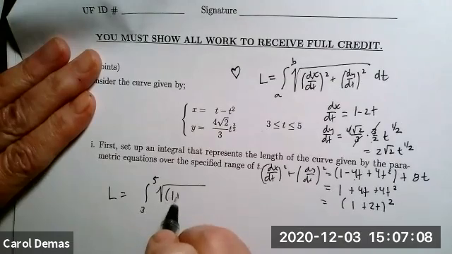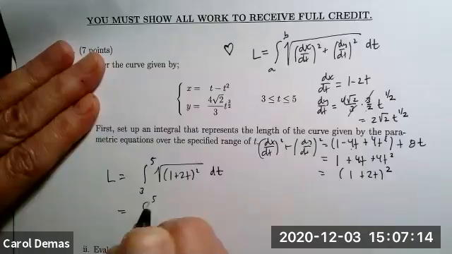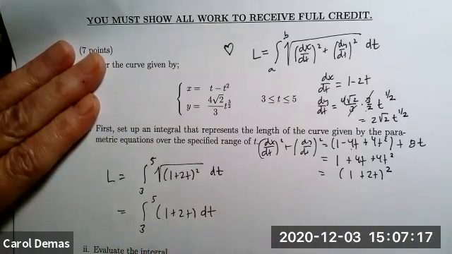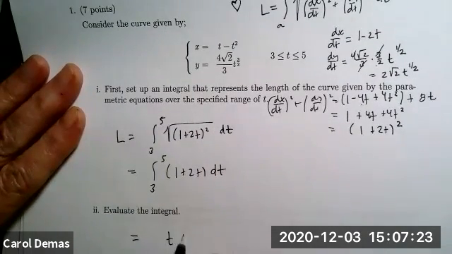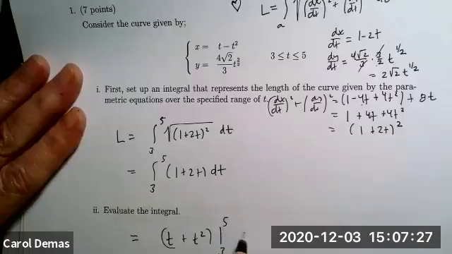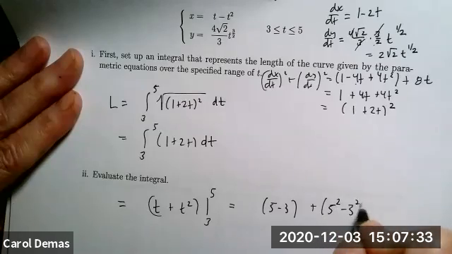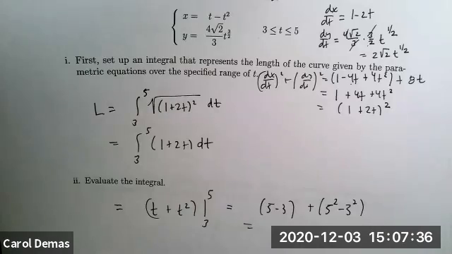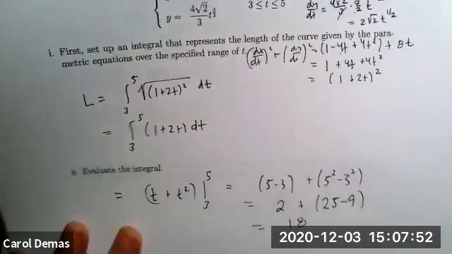Okay, so our arc length, we're going from 3 to 5. We'll have the integral of the square root of 1 plus 2t squared dt. And when we take the square root, we'll have the integral from 3 to 5 of 1 plus 2t dt. And now we want to evaluate this. That's going to give us t plus t squared from 3 to 5. So we'll have 5 minus 3 plus 5 squared minus 3 squared. Yeah, I guess that's okay. 2 plus 25 minus 9. It should be 18. Okay.